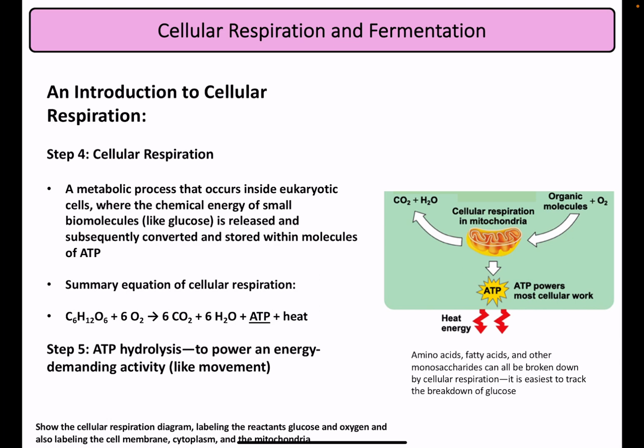Okay, and then if you look at this slide, it says, there's a step 5. That's assuming you finished cellular respiration and you completely broke down your glucose and you got a ton of ATP, 32 of it to be exact. You could then use that ATP to do an energy-demanding activity, like, for instance, diving for a volleyball, movement, muscle contraction. Okay? But we have quite a ways to go from step 4 to step 5.